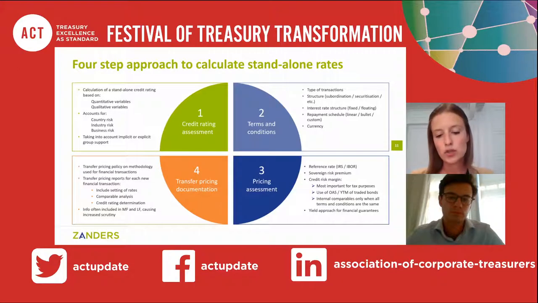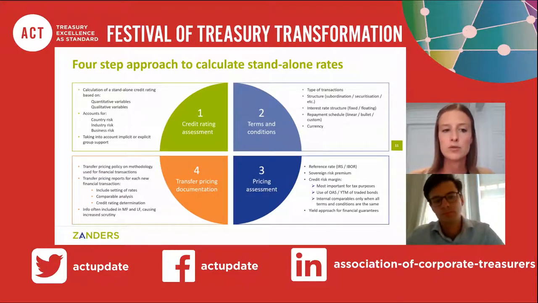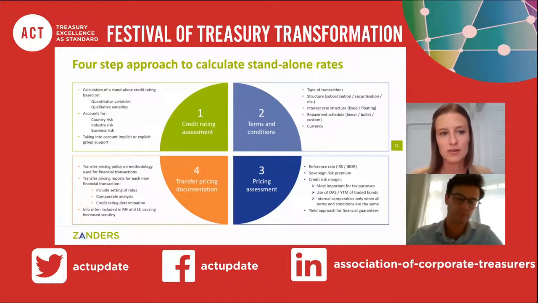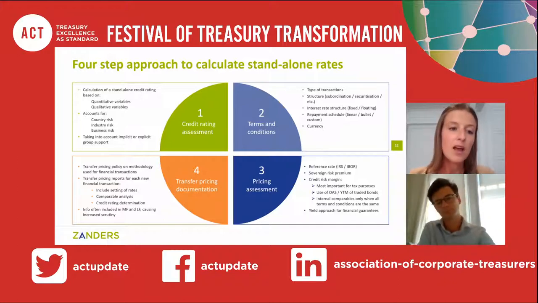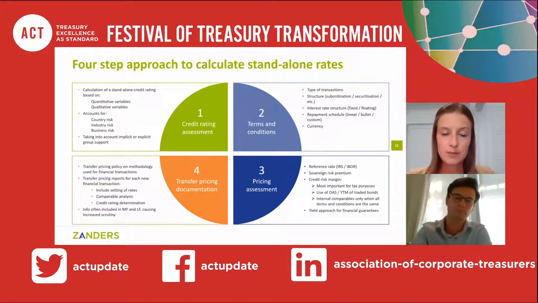So the ways to determine this level of support. Basically, when there's explicit support, you just, of course, equal the rating of the subsidiary to that of the group. But do take into account that you will also need to pay a guarantee fee for that. So it's not as easy as just saying the rating is the same. And when you can price like that, you would then also need to, of course, charge a guarantee fee. The other element is implicit support.